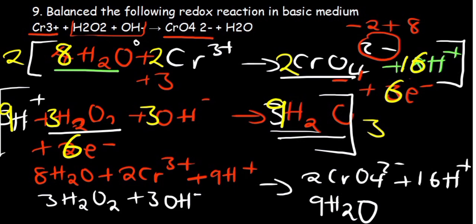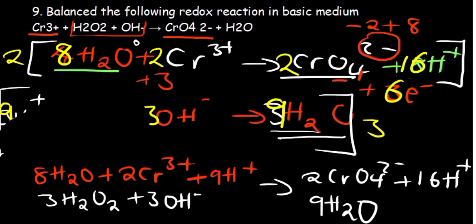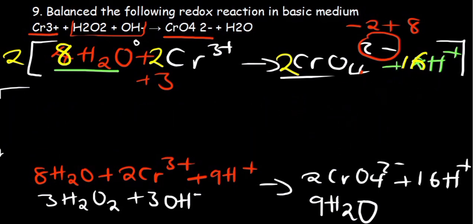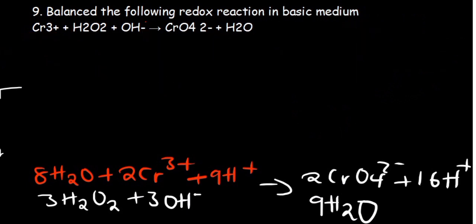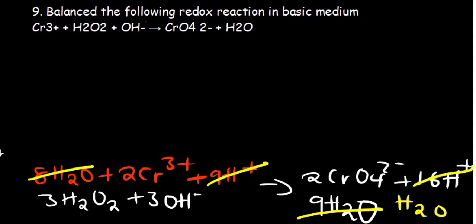So at this stage, what we can do is try to cancel out what is common, the spectators, what is part of the left and the right hand side. At least we can see that the water molecules, we have 8 on the left, which we can cancel, so that we remain with a single water molecule on the right hand side. Then for the hydrogen ions, we have 16 and 9. So 16 minus 9 will remain with 7 of them on the right hand side.